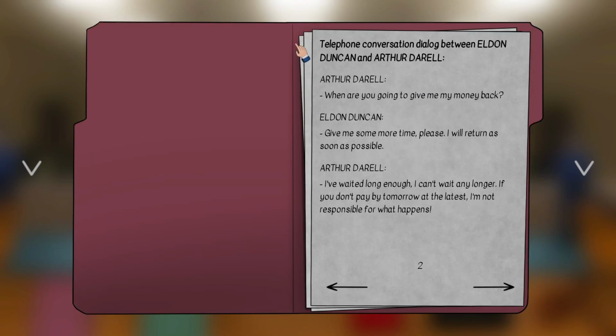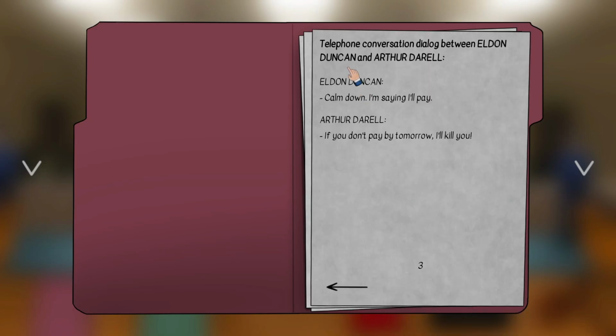Arthur. All right, so this is a telephone conversation dialogue between Eldon and Arthur. When are you going to give me my money back? Give me some more time, please. I'll return as soon as possible. I've waited long enough. I can't wait any longer. If you don't pay by tomorrow at the latest, I'm not responsible for what happened. Calm down. I'm saying I'll pay. If you don't pay by tomorrow, I'll kill you.